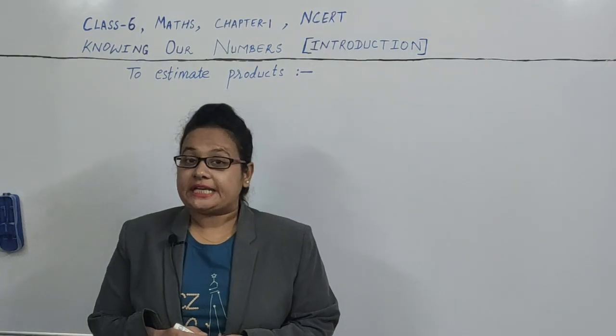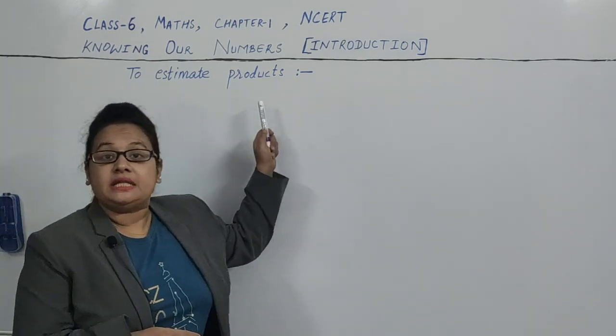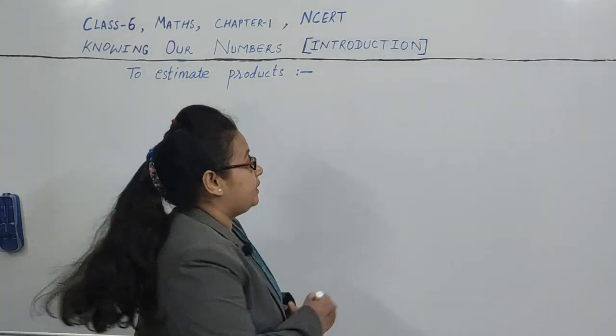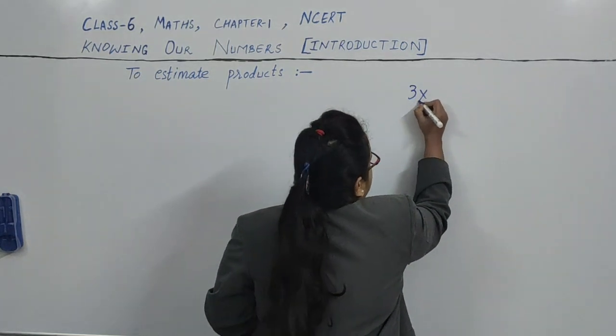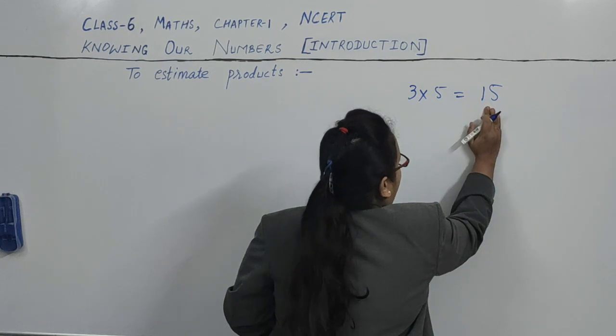Now let us come to the next topic, to estimate products. We should first understand the meaning of product. When we multiply two numbers, 3 into 5, the result which we get is the product.